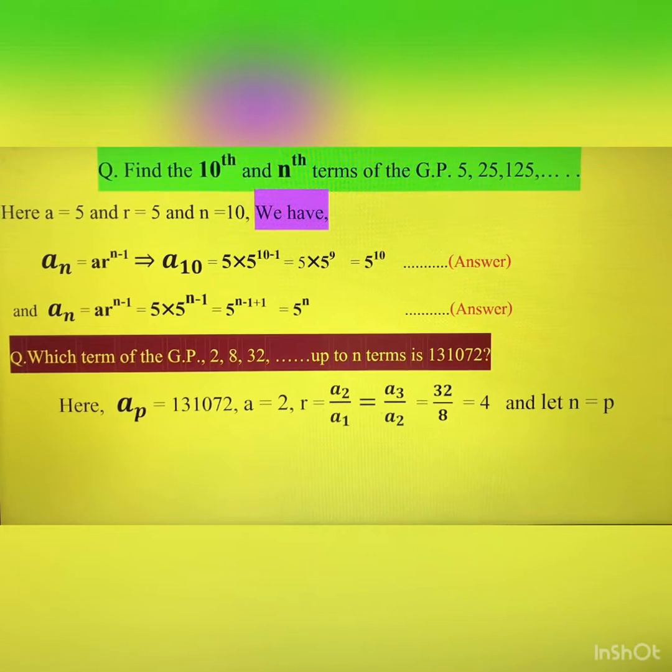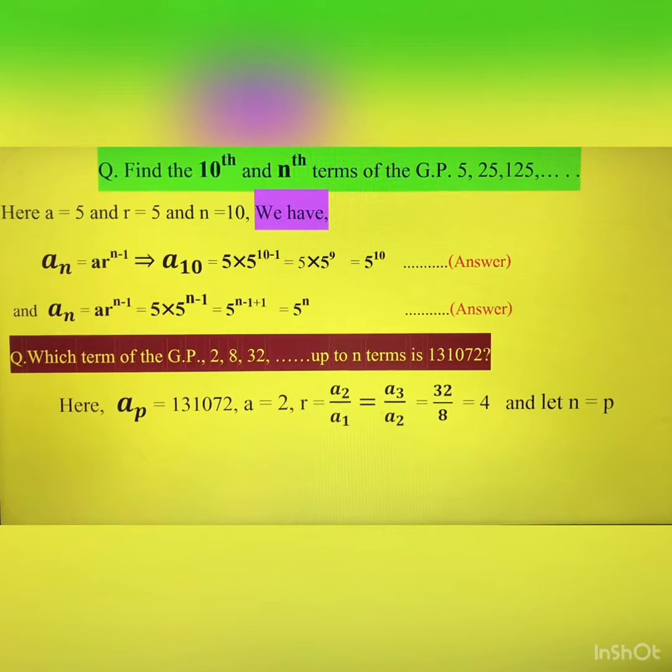Common ratio: 8 by 2, that is 4; 32 by 8, that is 4. Let n equal to p, the number of terms. We will take n equal to p, which means the pth term is this one, that is 131072.